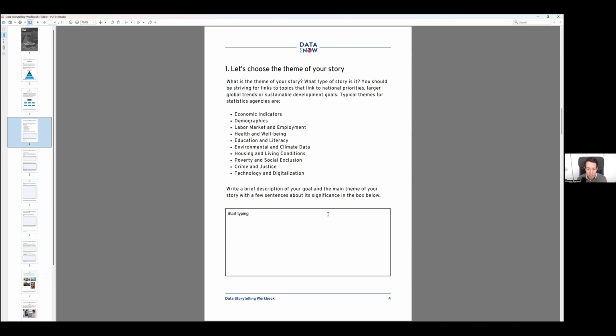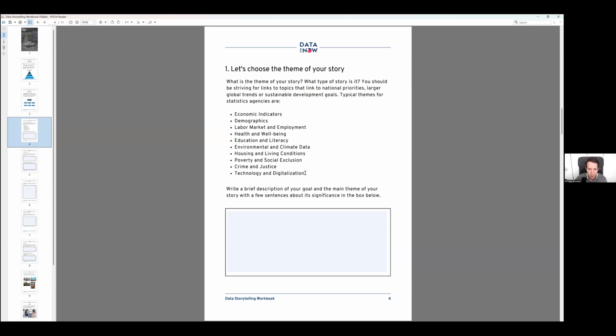I think we have a tendency, sometimes when we have a lot of data, to really want to talk about everything and anything, and that means that our message is diluted. So what I encourage you to do is first to explore which is the theme for your story, and to align it with one of these here, which are, I think, the key themes that statistics offices will usually be focused on.